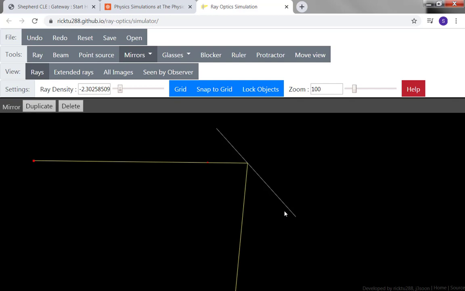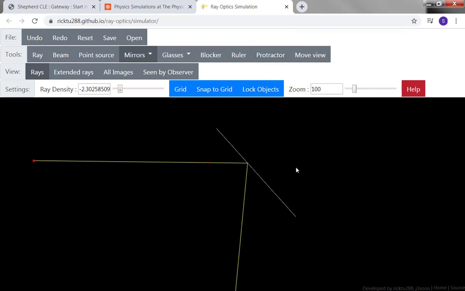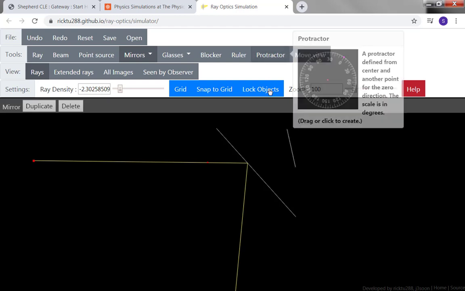encountered the mirror at? Now, one thing that is odd about optics is we don't measure our angles from the surface. Instead, what we do is we measure from the normal to the surface. Remember, normal when we dealt with forces meant perpendicular. So we're going to drop a perpendicular line to the surface at the location where the light ray encounters the surface. To illustrate that, I'm going to attempt to draw a protractor.